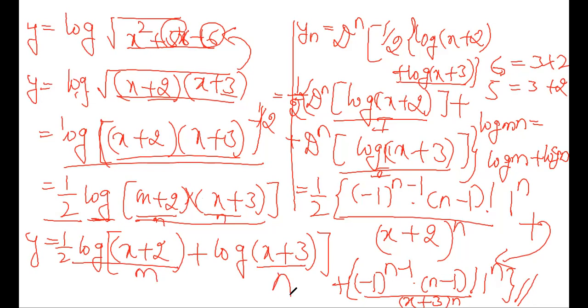After that, we differentiate. Finding the nth term means we take yn, equal to the nth derivative of this whole equation. I write 1 by 2 separately, the constant taken outside, then the differentiation of the first function plus the differentiation of the second function. Then 1 by 2 as it is, and the nth derivative of that log.